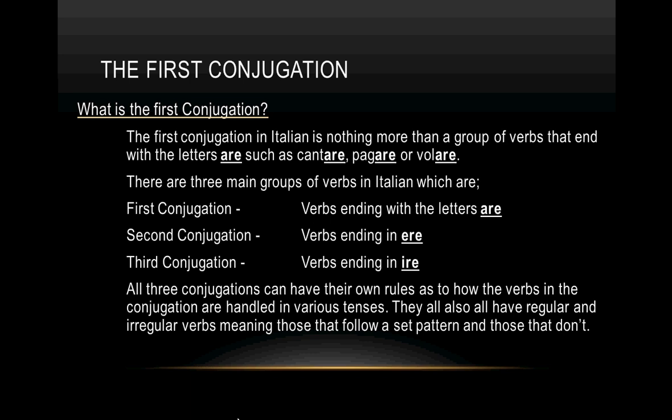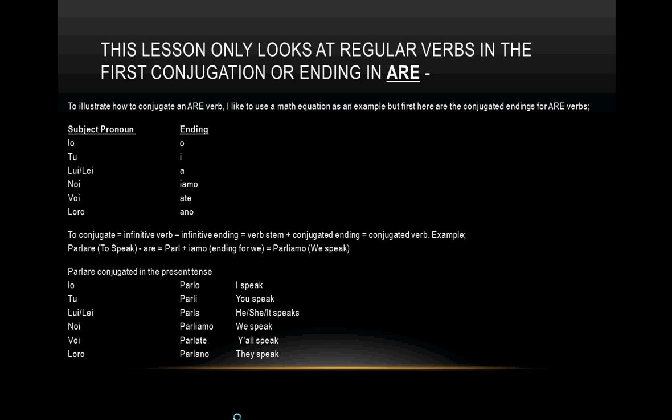All three conjugations can have their own rules as to how the verbs in the conjugations are handled in the various tenses. They all also have regular and irregular verbs, meaning those that follow a set pattern and those that don't. This lesson looks only at regular verbs in the first conjugation or ending in ARE.